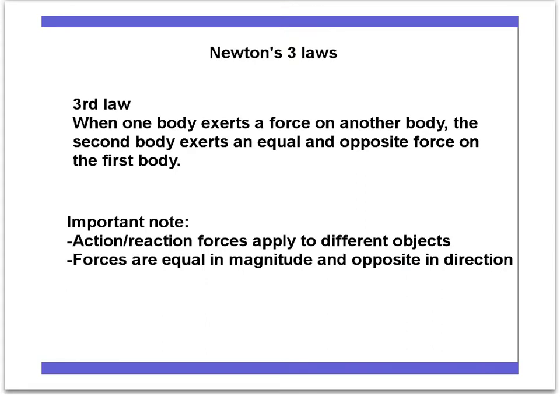Newton's third law is a little tricky. We're going to talk about this a little bit. When one body exerts a force on another body, the second body exerts an equal and opposite force on the first body. So this is the equal and opposite reaction. Important notes here: you get action and reaction forces, and they apply to different objects, the first body and the second body. These forces are equal in magnitude and opposite in direction.